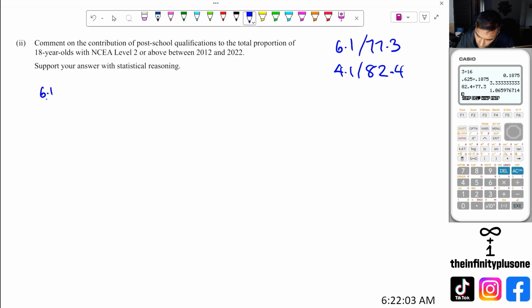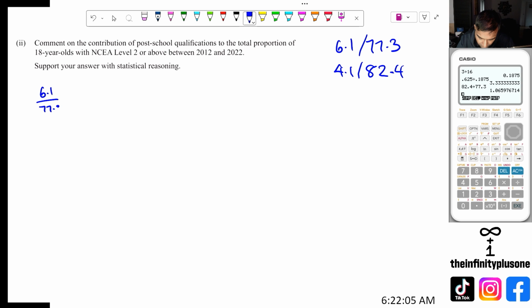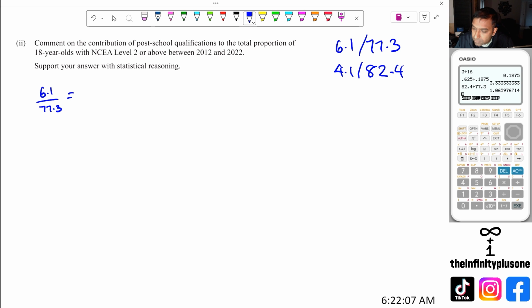So when I do 6.1 out of 77.3, calculator, 6.1 out of 77.3, I actually get 0.0789. Then I'm going to do 4.1 out of 82.4, and that's going to give me 0.0496.